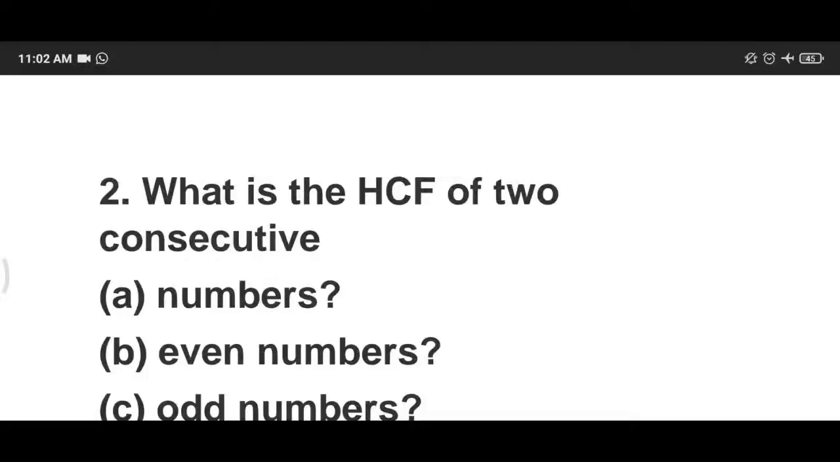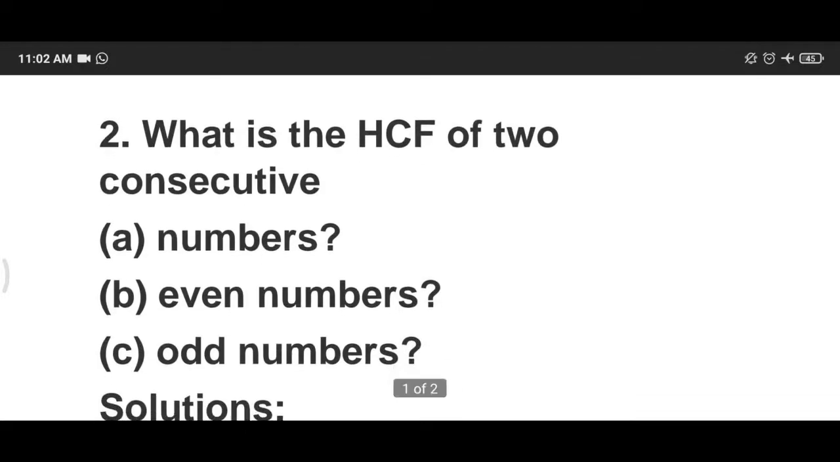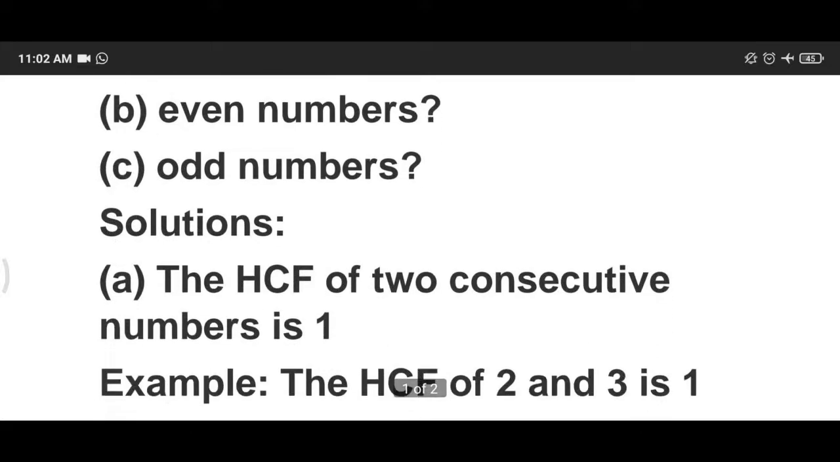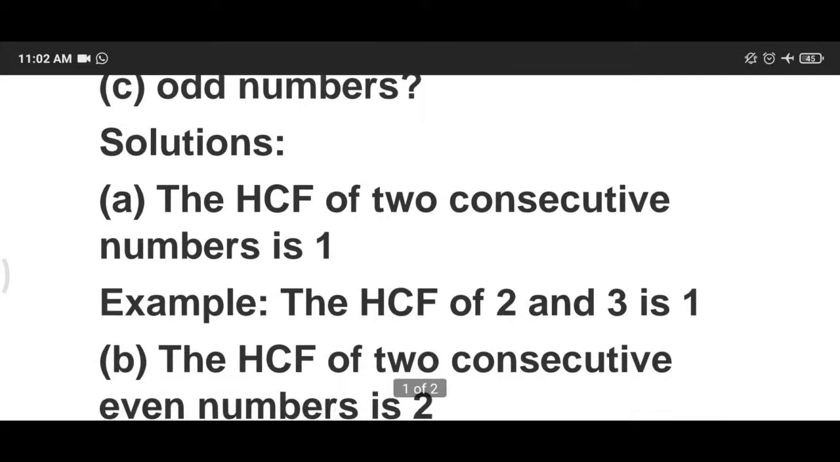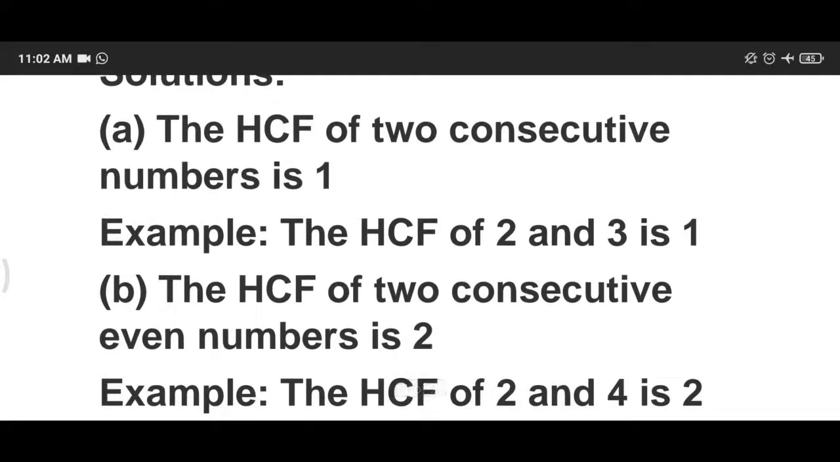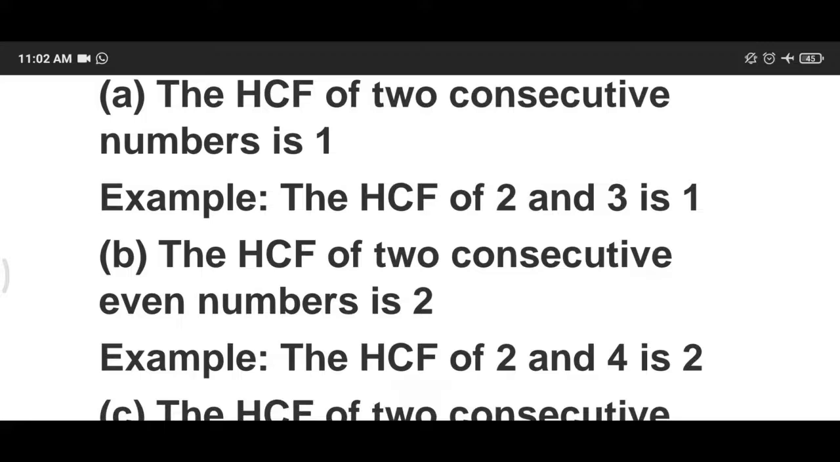Question number 2 of exercise 3.6. What is the SCF of two consecutive numbers, two consecutive even numbers, and two consecutive odd numbers? First of all, the SCF of two consecutive numbers is always 1. Like if we find the SCF of 2 and 3, only one number is common, which is 1. Consecutive numbers are like 2, 3, 4, 5, 16, 17. These are called consecutive numbers.